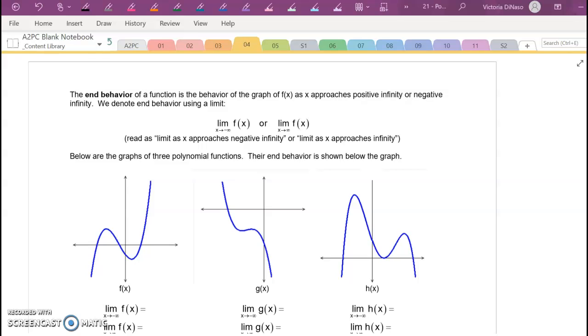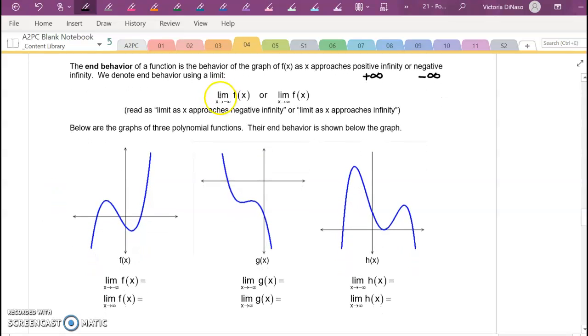For the next part of our lesson, we're going to talk about the end behavior of a function. For the end behavior of a function, we use the word limits. Your graphs will either be approaching positive infinity or negative infinity, and those are the only two answers that we're going to have from here on out when we're talking about a limit.